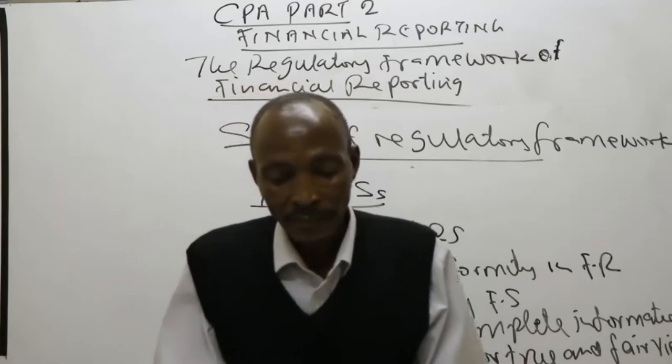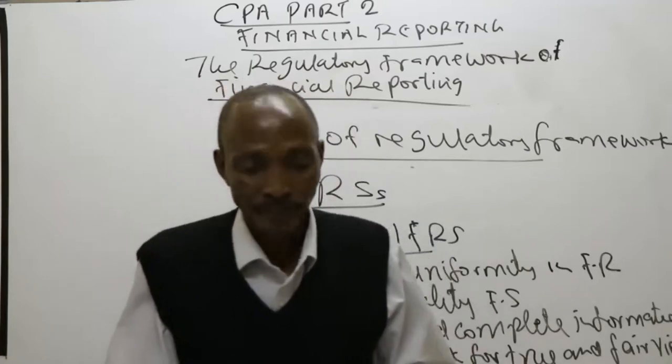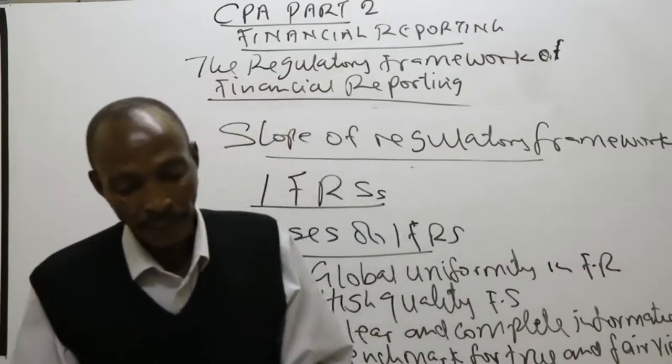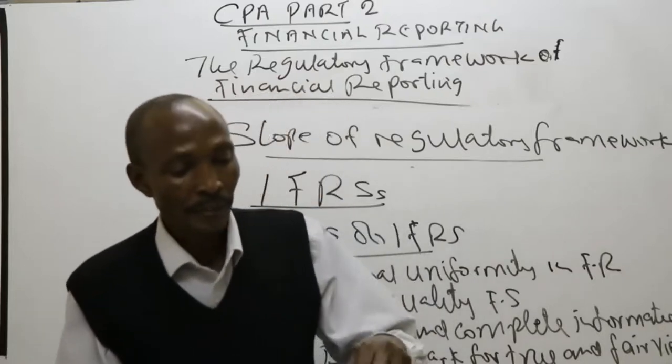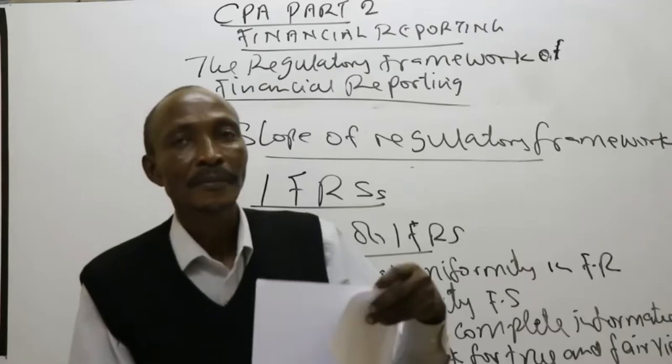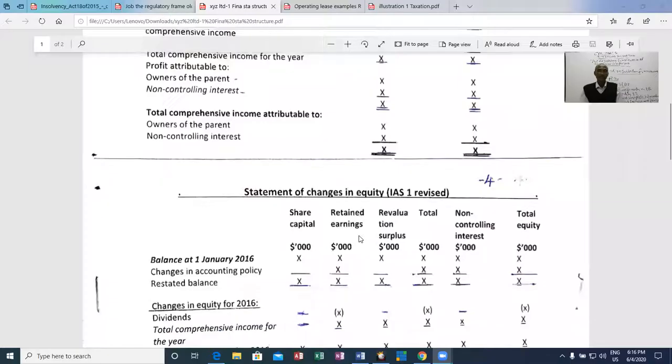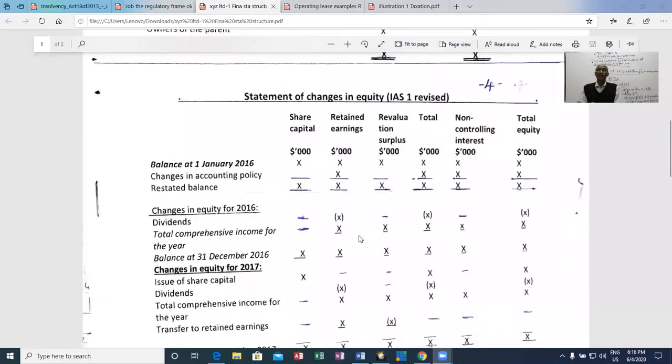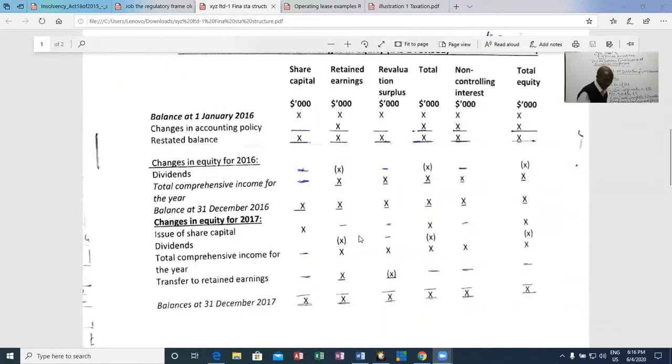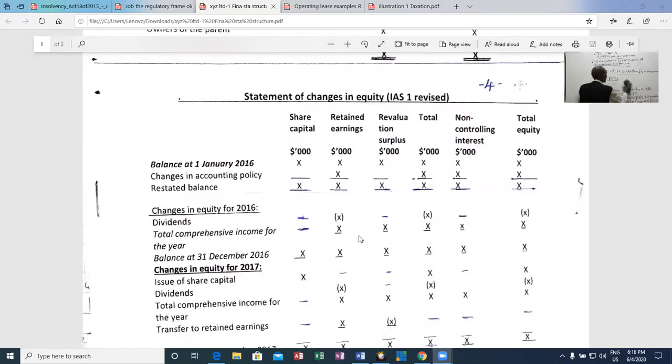Now the next statement. The next statement on the page marked 4 is a statement of changes in equity. We are through with the statement of profit or loss.